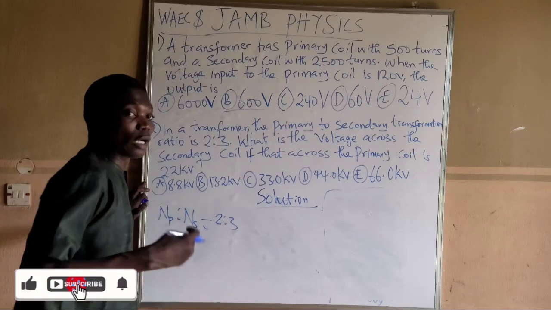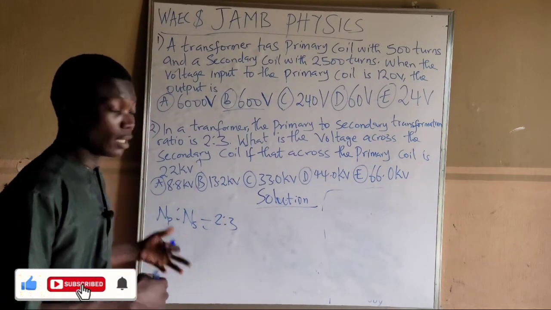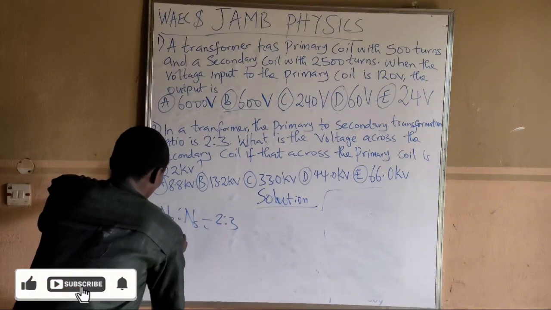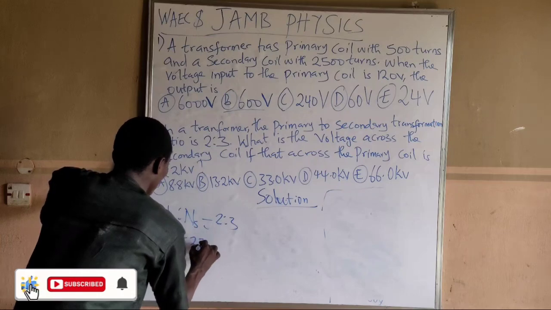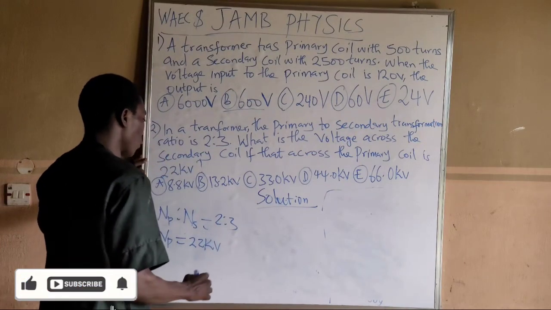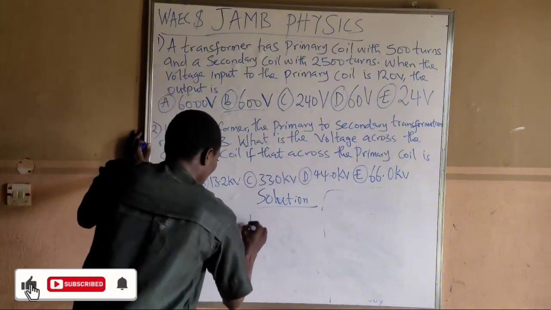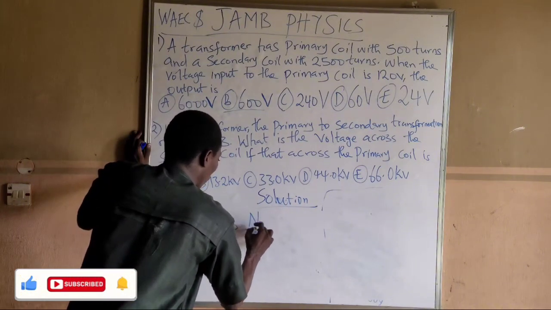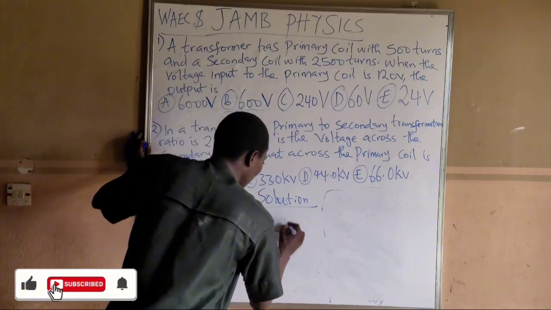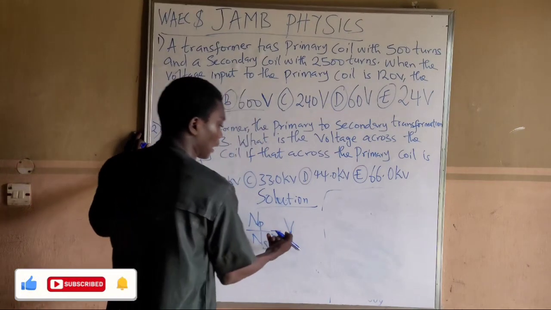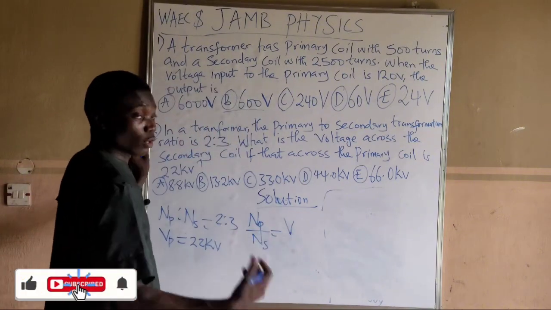Remember that our VP, you can call it VP or EP to represent your voltage. So let me call it VP in this case. VP, that is the voltage at the primary, is given to be 22 kilovolts. Now, using the same formula we said earlier, the number of turns in primary to the number of turns in secondary equals the voltage in primary to the voltage in secondary. I used E earlier, I can also use V. That one means EMF while this one means voltage. It's almost the same thing.